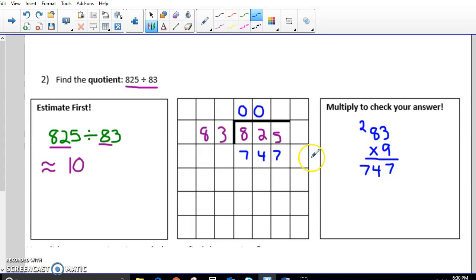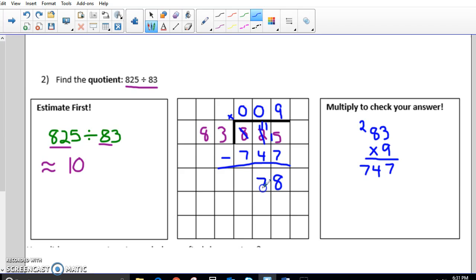So I'm going to put 747 here. And how did I get 747? I multiplied 83, this number here, times 9. So here's my little X up here, which means 83 times 9, which goes here. And then what's my next step? I subtract, right? I cannot subtract 7 from 5. I have to borrow and turn this into a 1. And then this is a 15. 15 minus 7 is 8. I can't subtract 4 from 1. I have to borrow. This becomes 11.